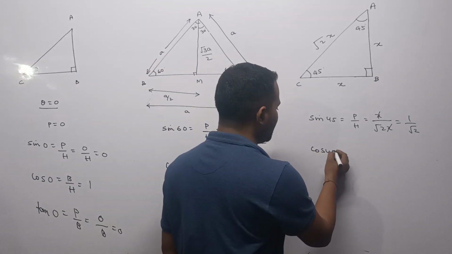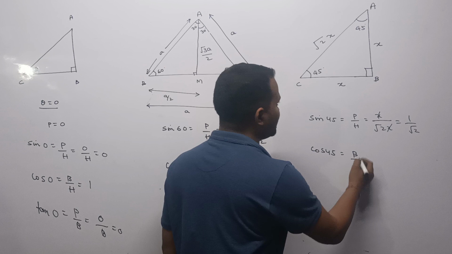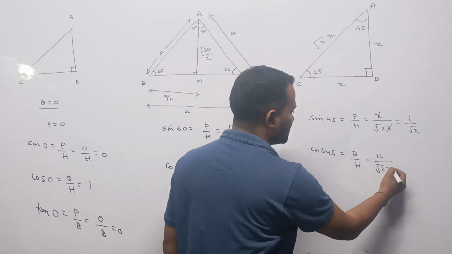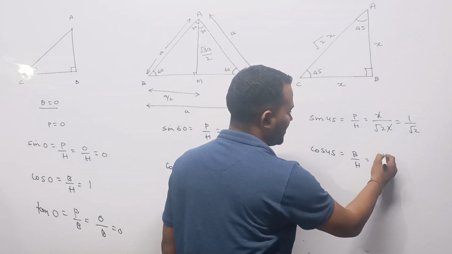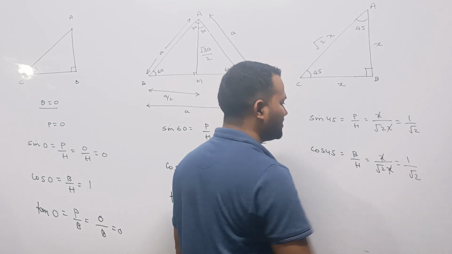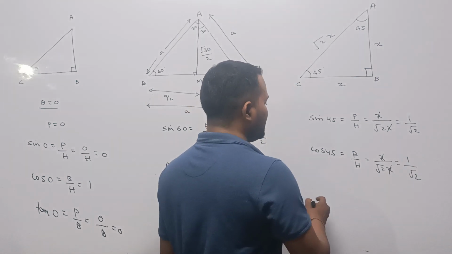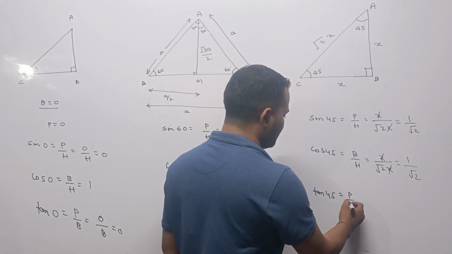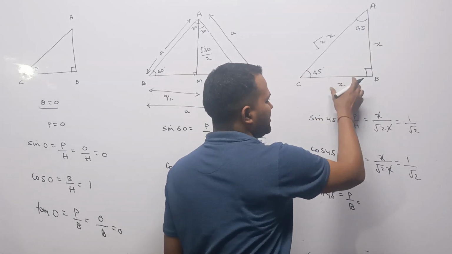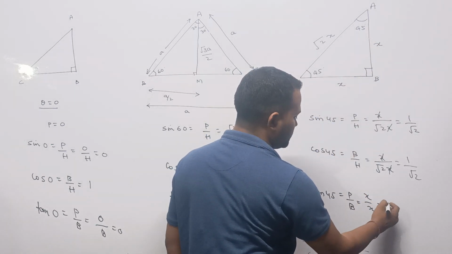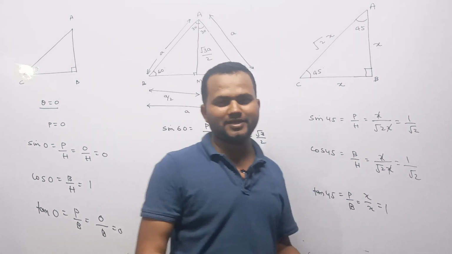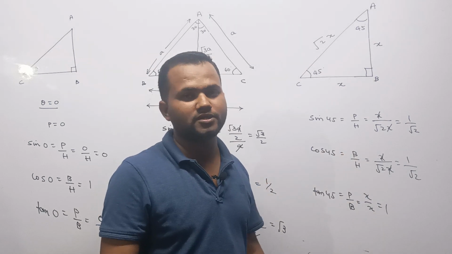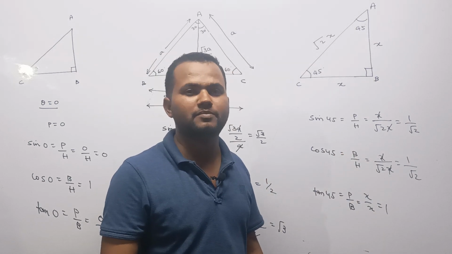Similarly, cos 45, if we try to write, it will be b by h. Base is x and hypotenuse is again root 2 x. So both x will be cancelled out, resulting into 1 by root 2. Similarly, if we try to find out the value of tan 45 degree, tan 45 degree will be given by p by b. P is x, b is x, x by x, it will be equal to 1. Similarly, the rest of the t ratios for theta equal to 45 degree can be found out in a very similar fashion, by using a very similar pattern.